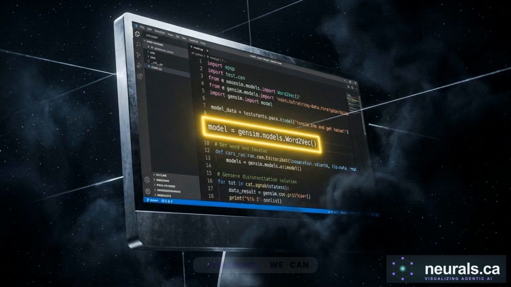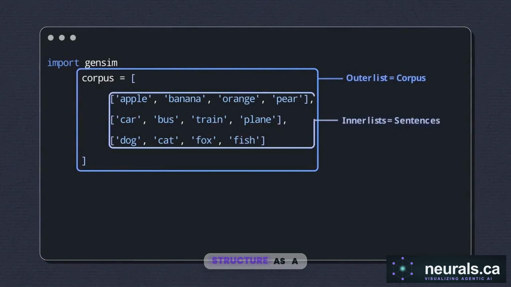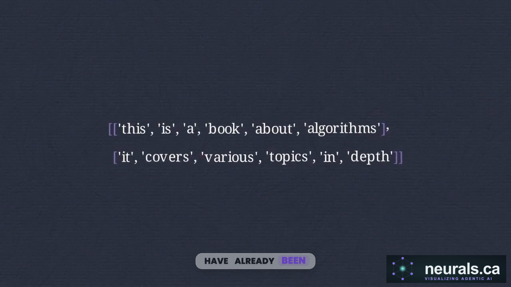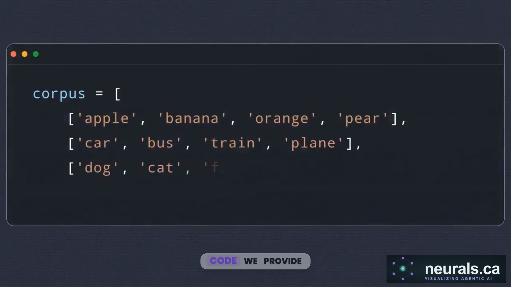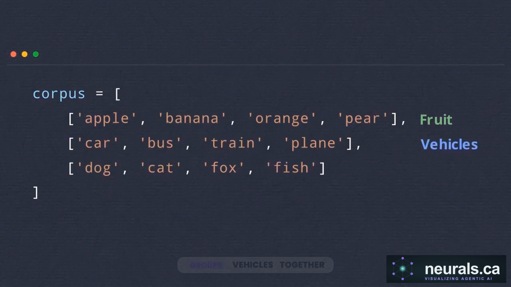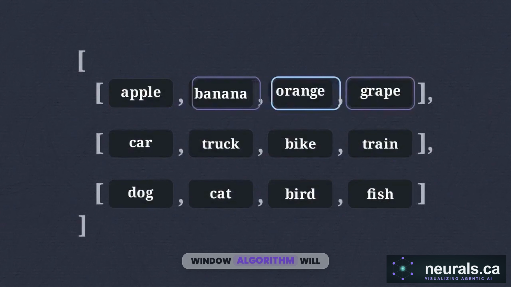With the theory established, we can open the IDE and read the implementation line by line. We start by importing Gensim and setting up our foundational corpus structure as a simple list of lists. The algorithm expects data to be formatted strictly as sentences that have already been tokenized. It cannot process raw paragraphs directly. In this code, we provide 3 toy sentences. The first is a collection of fruit, the second groups vehicles together, and the third contains animals. This list of lists shape is exactly what the sliding window algorithm will ingest.